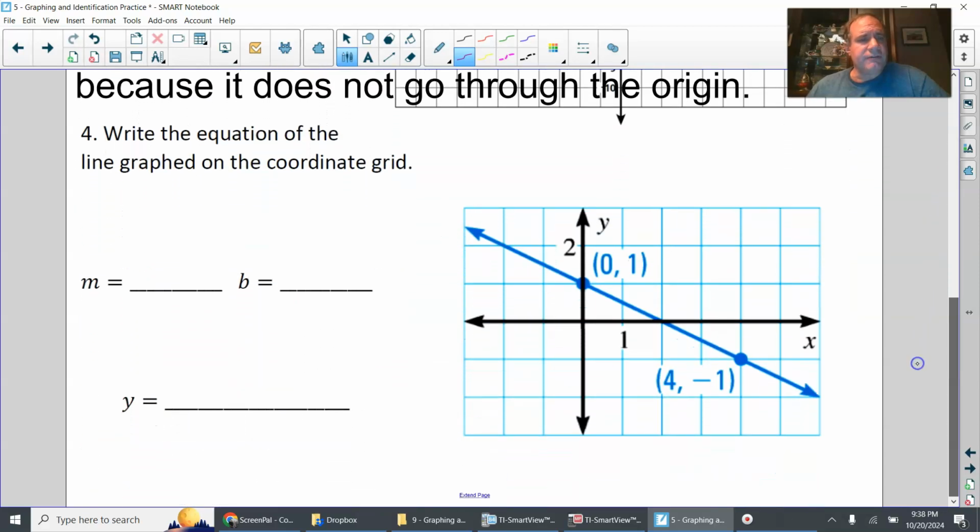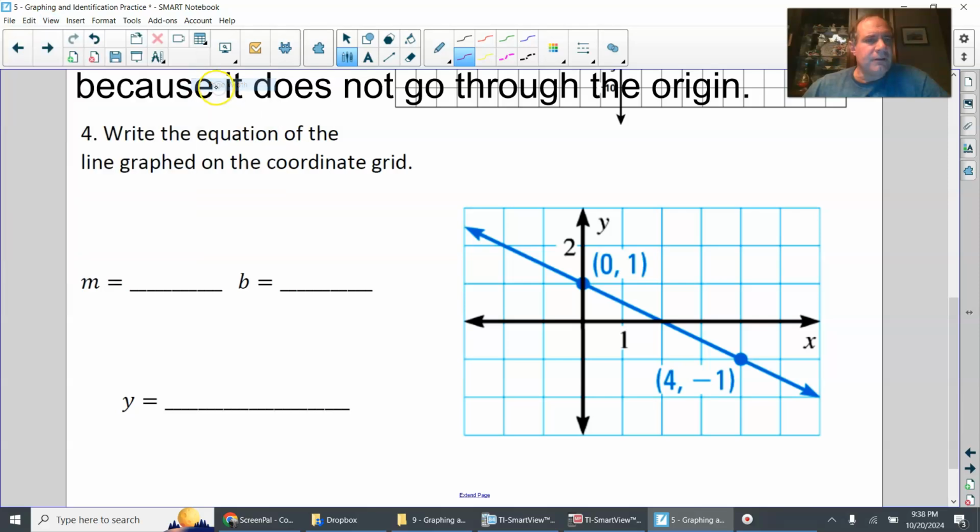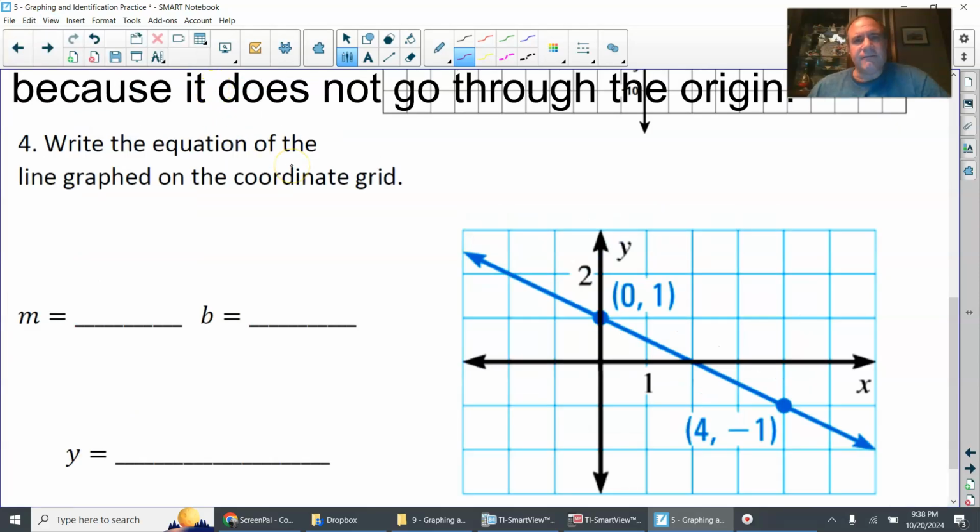Write the equation of the line graphed on the coordinate grid. Again, you have to identify the slope and the y-intercept. I think the y-intercept is way easier. So this is the y-intercept right here. So that's a 1. So we're going to put that down as 1. I'm going to go with this point right there because it's the closer point. But you could use whatever point that you want.